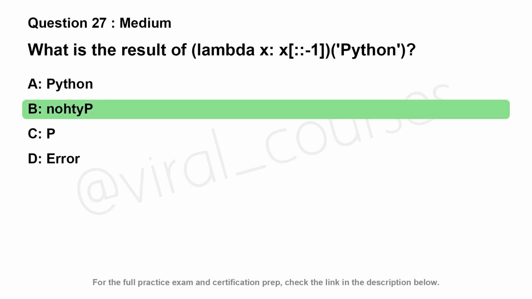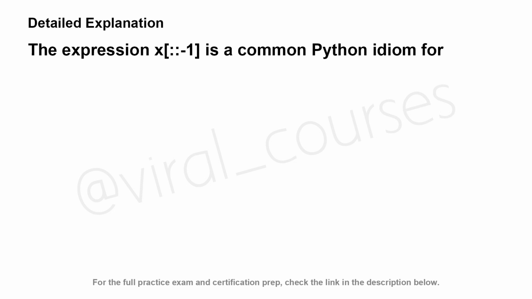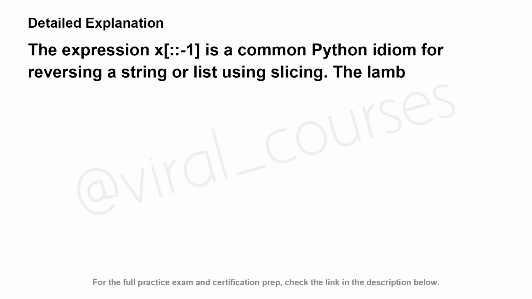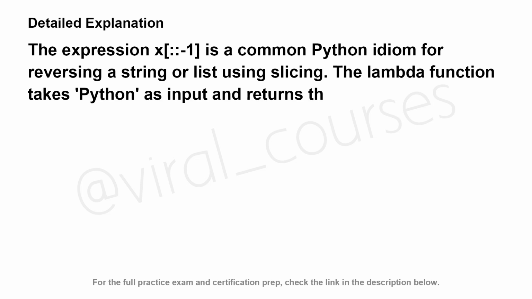The correct answer is B. The expression x[::-1] is a common Python idiom for reversing a string or list using slicing. The lambda function takes 'Python' as input and returns the reversed string, 'nohtyP'.